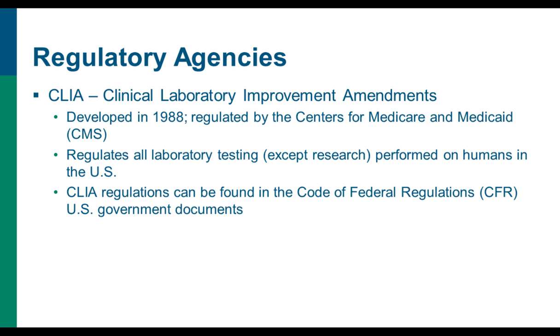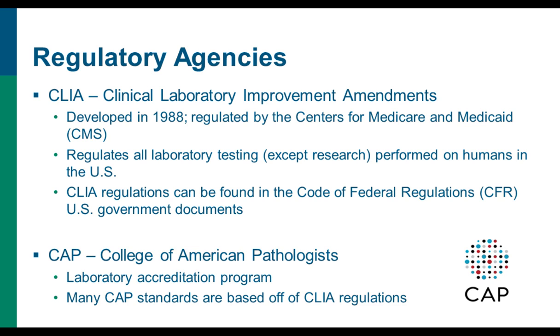So I first want to start with an overview of the regulatory agencies we'll be talking about. CLIA is one that we all hear about. It was actually developed in 1988, for CMS, the Centers for Medicare and Medicaid. So they're really the agency behind CLIA, the Clinical Laboratory Improvement Amendments, which define and regulate all clinical testing that's performed on humans in the U.S. If you're interested, the actual CLIA regulations can be found in the Code of Federal Regulations, which are U.S. government documents, and you can view all of the CLIA requirements online by Googling CFR. I also put a link in one of my last slides with resources as well in case you're interested.